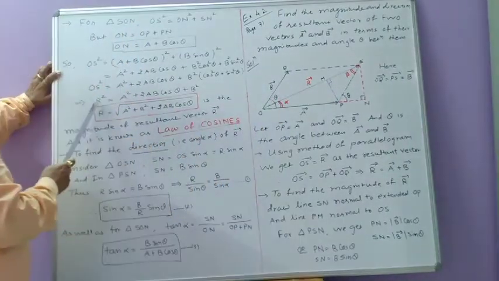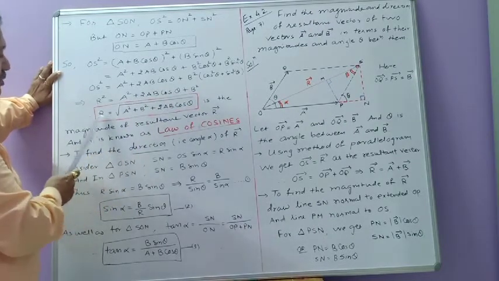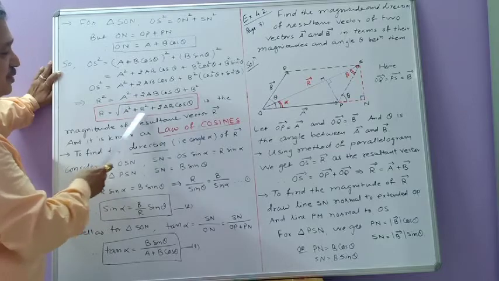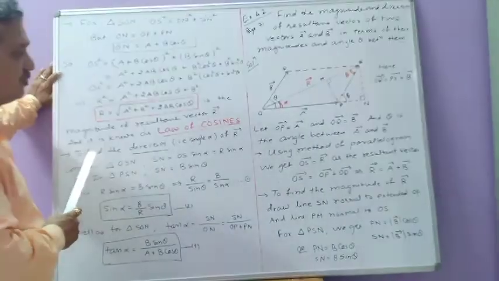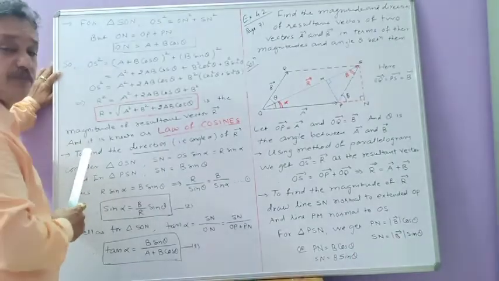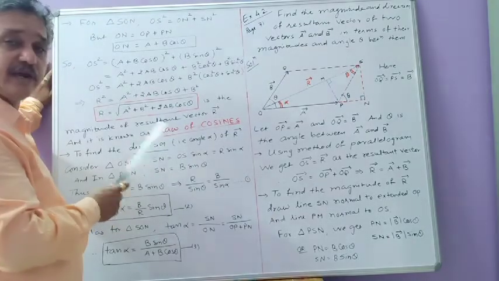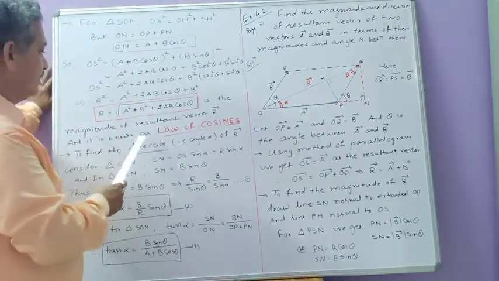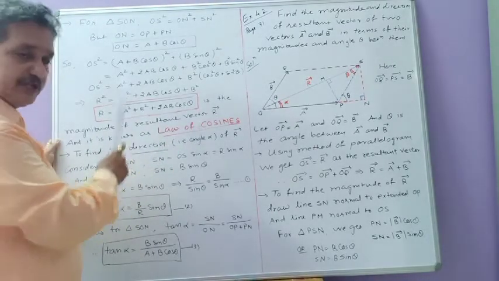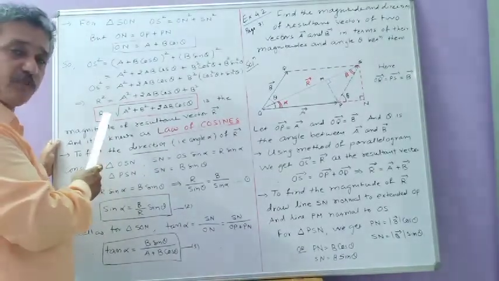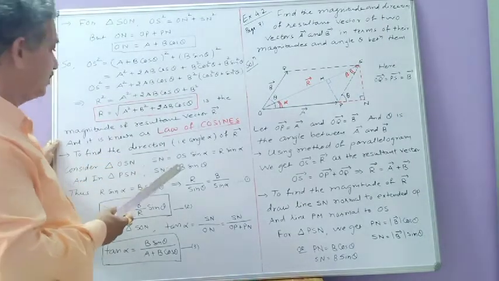The magnitude of vector R squared is equal to A squared plus twice AB cos theta plus B squared. So simply R equals the square root of A squared plus B squared plus twice AB cos theta. This is the formula for the magnitude of the resultant vector of any two vectors making an angle theta between them. This formula is also known as the law of cosines, and you have to use it many times whenever you are solving numericals.